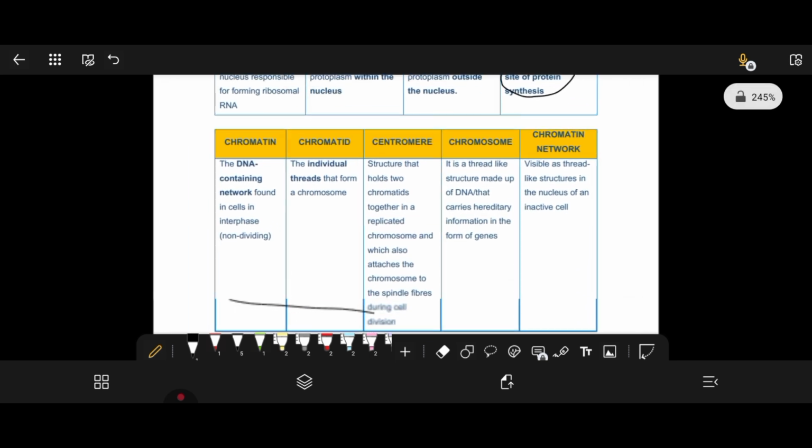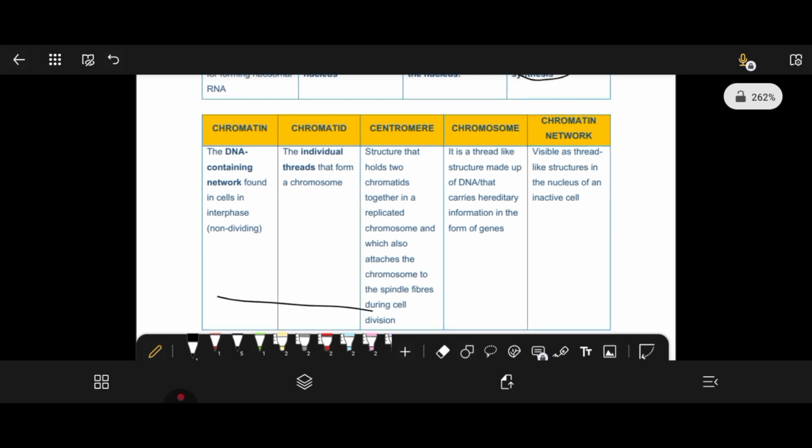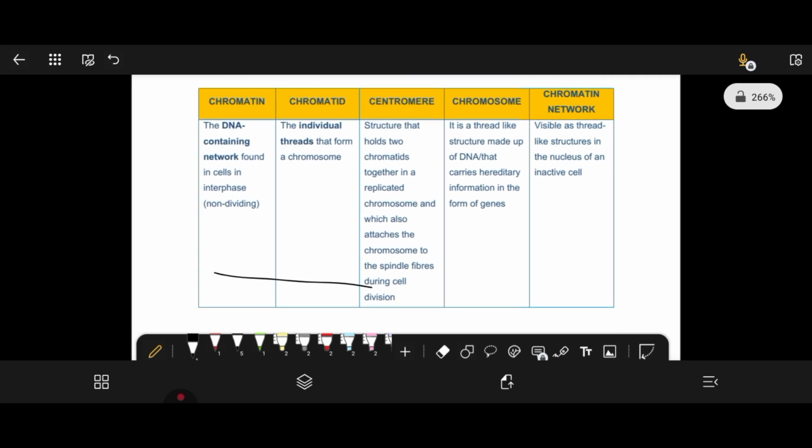Now let's come to the important ones, the ones that you are going to see a lot. We have chromatin. Chromatin is basically the DNA-containing network found in cells. It is found in interphase, in non-dividing cells.